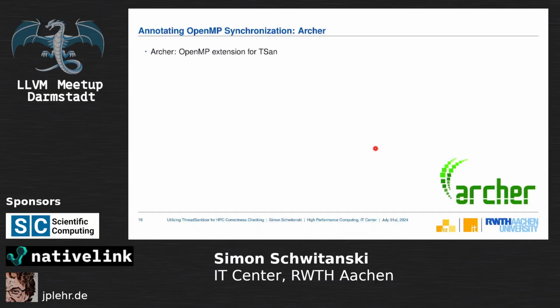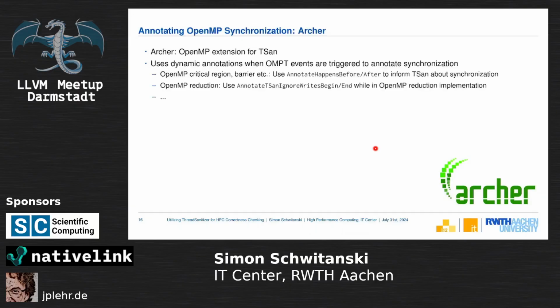And this is what our tool Archer does, that has been mainly developed by my colleague Joachim from Aachen, in collaboration with Lawrence Livermore in the US. And it's basically an OpenMP extension for ThreadSanitizer, and it does what I've just described. You take the OpenMP events and map them to annotate the synchronization. If you have a critical region or barrier, just use annotate happens before or after. For the OpenMP reduction, the annotate TSan ignore writes begin/end is used, because within the reduction the assumption is OpenMP does the reduction right.